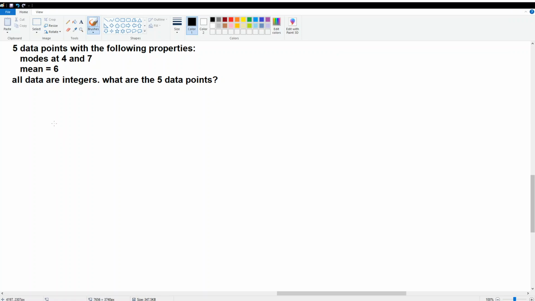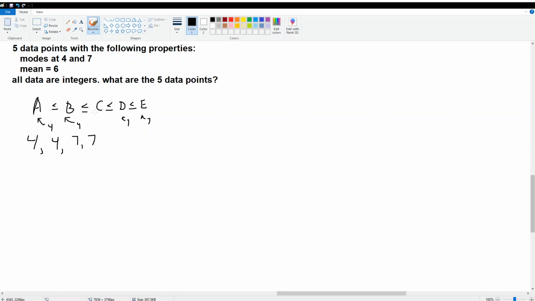Well, again, we'll start like before. We have A is less than or equal to B, is less than or equal to C, less than or equal to D, less than or equal to E. We don't have a median. Let's go to the mode. Well, we have modes at 4 and 7. So we know that 4 of our data points are going to be 4, 4, 7, and 7. It's reasonable to assume that this guy is going to be 4, and that this guy is going to be 7.